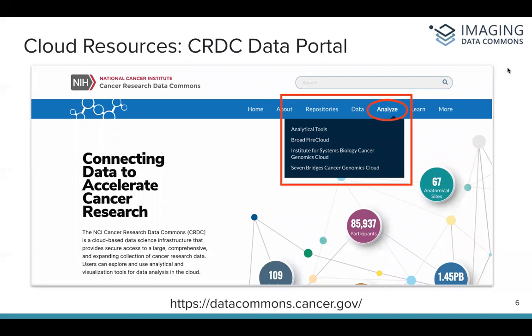So to get to the cloud resources, you can go to the CRDC data portal, URLs at the bottom, go to the Analyze item on the top menu, and you can get links to the various cloud resources.